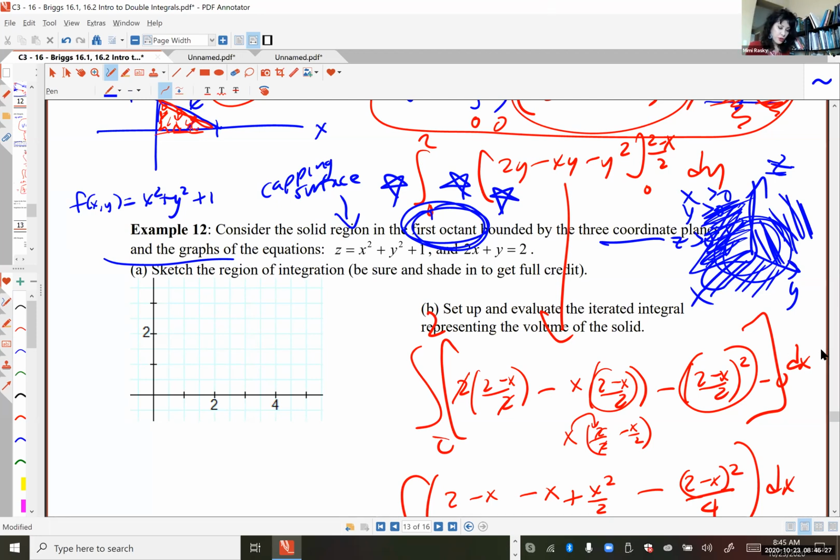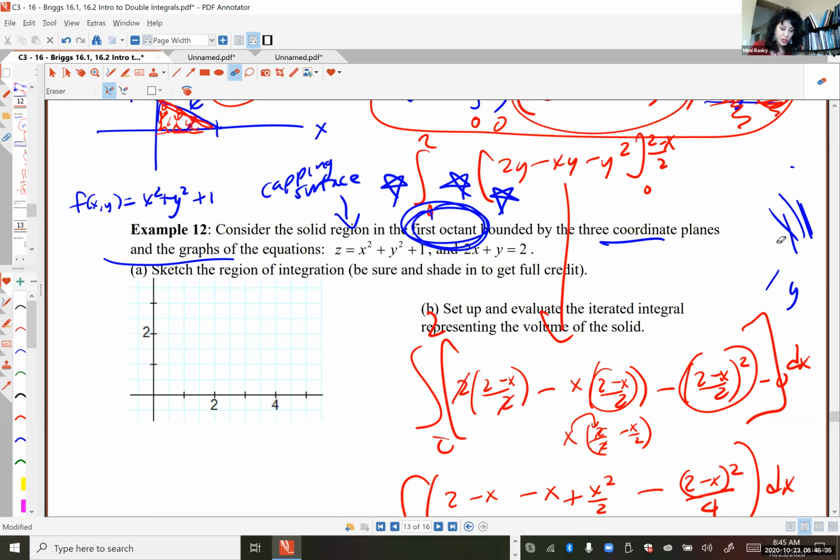Okay. So if I were to draw a picture of this solid, I don't usually ask you to draw every single solid that you're going to find the volume of. But if you can kind of get a visual on it, it doesn't hurt. You definitely want to draw the base of the solid, whether or not they ask you to, okay?